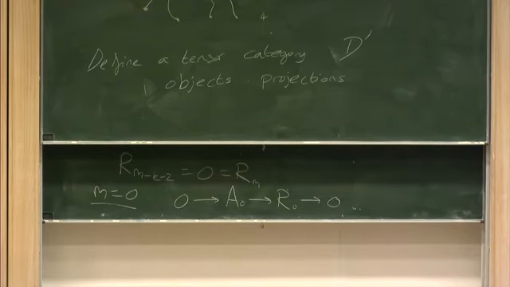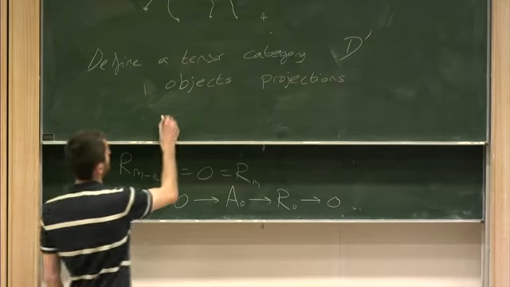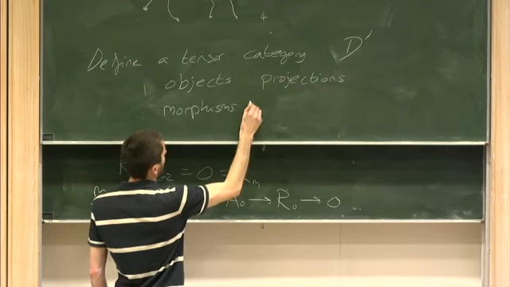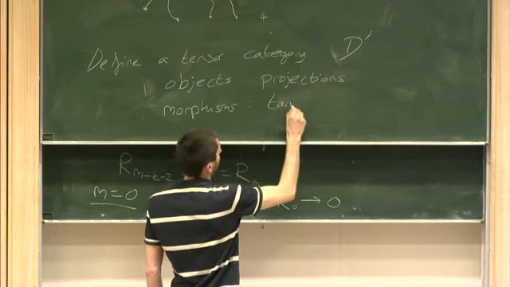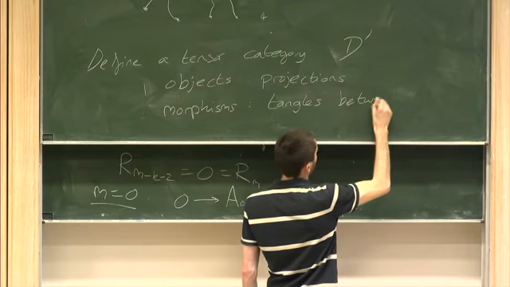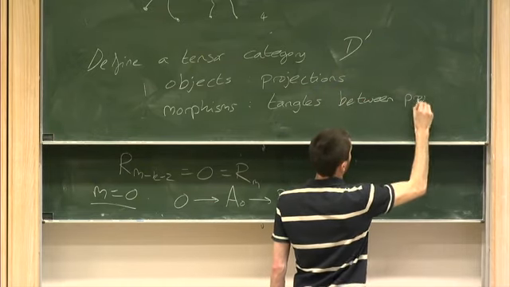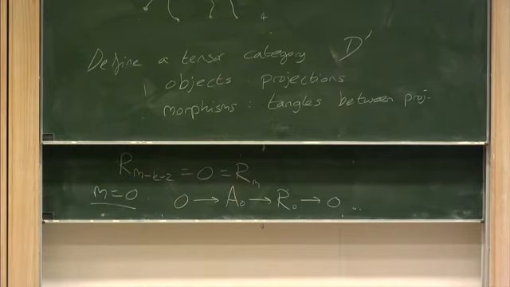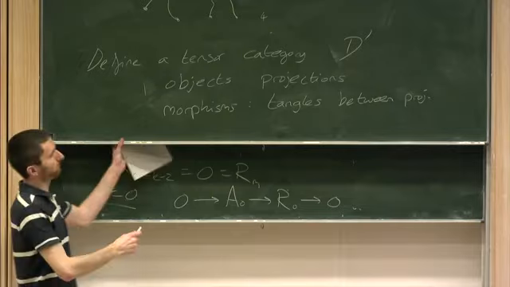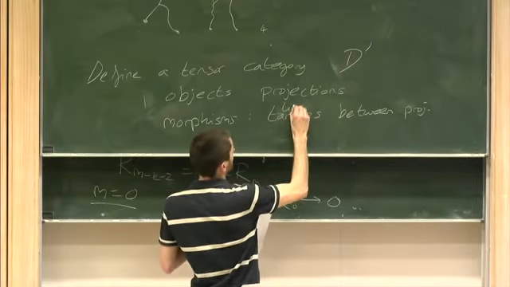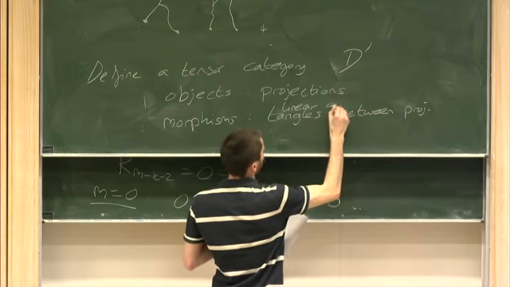So objects are projections, and then morphisms are like tangles between projections. Linear combinations, yes, sorry. Linear combinations of tangles.